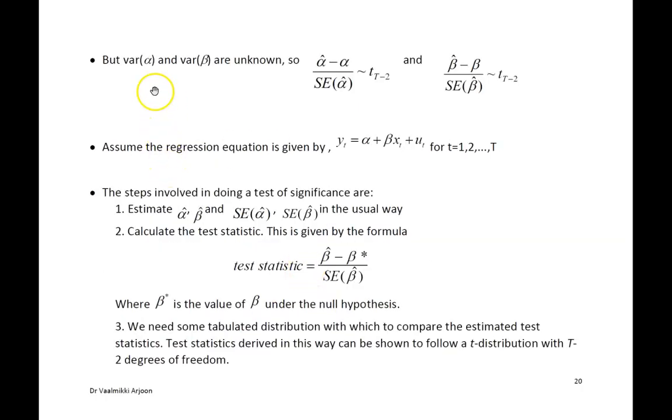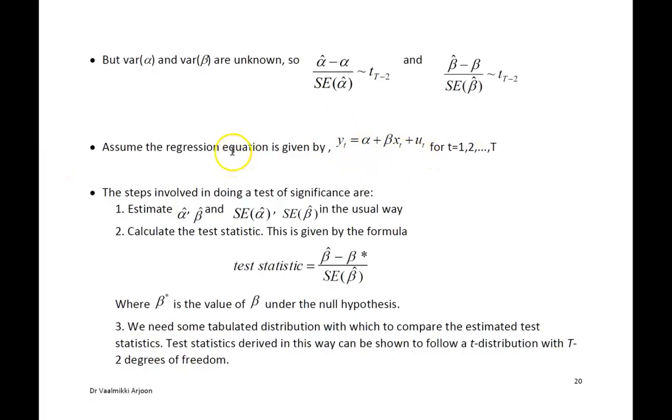Now, the variance of alpha and the variance of beta are unknown. So you have alpha hat minus alpha divided by the standard error of alpha hat, right? Which can be approximated by a t distribution, okay? And then you have beta hat minus beta divided by the standard error of the beta estimator. Now we know that this is our regression equation, right?